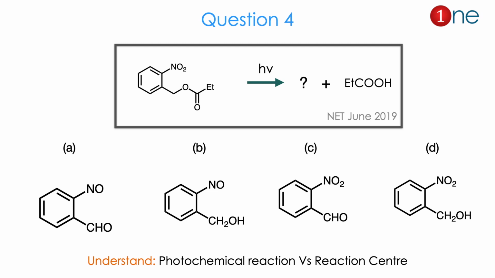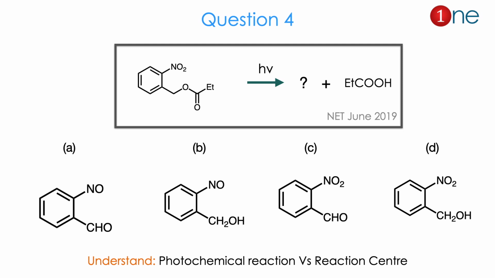Then question number 4. The starting material contains nitrobenzene which is attached with an ester there. You are using light and they ask you to find the product. The side product is given, which is propionic acid, the ethyl attached acid. Here 4 products are given.